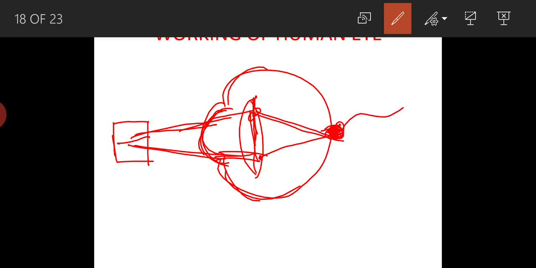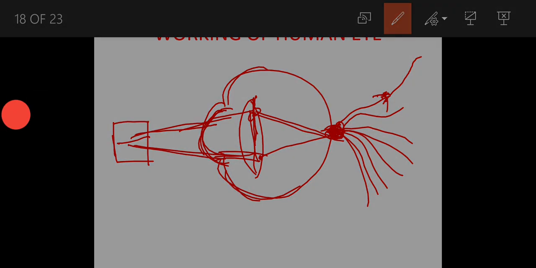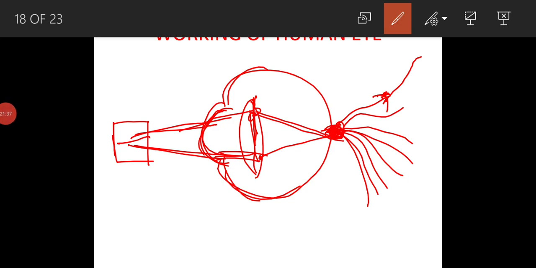Since this retina is connected to many nerve fibers, as soon as the image forms on the retina, one of the nerve fibers will get activated, just like as if it is getting a shock. This nerve fiber will transmit this signal to the brain, and the brain will process the information, and it will interpret the object. Let us see once again.